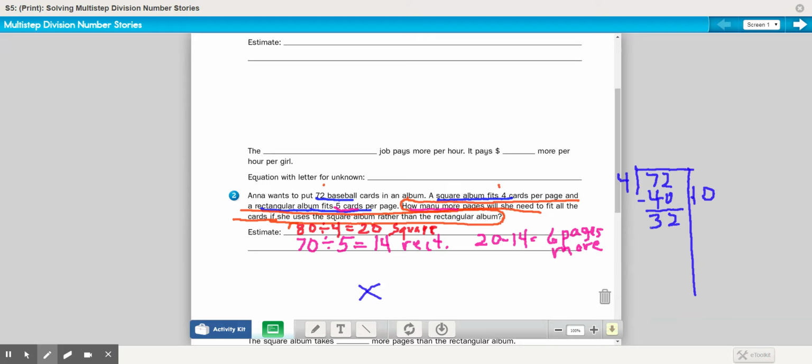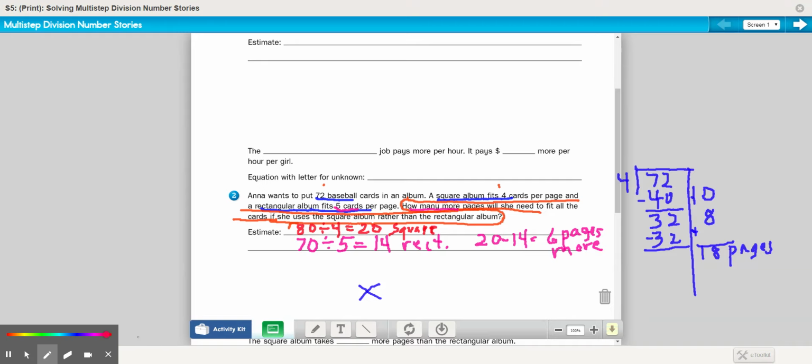Now, 4 into 32. Is there any number that you multiply by 4 that equals 32? You can always check your math journal front pages or remember your times tables, and it's obviously going to be 8. So 8 times 4 exactly equals 32. And so when we add those two up, it's going to take 18 pages if we use the square album. 18 pages for square.